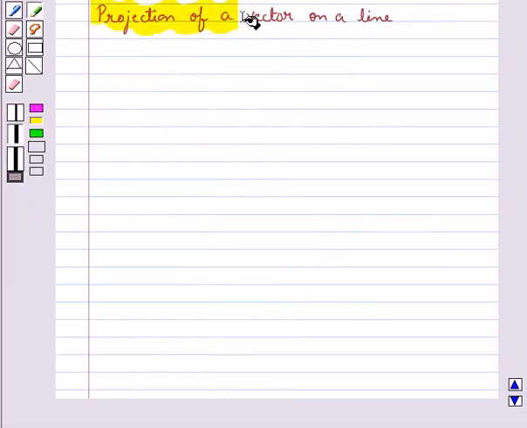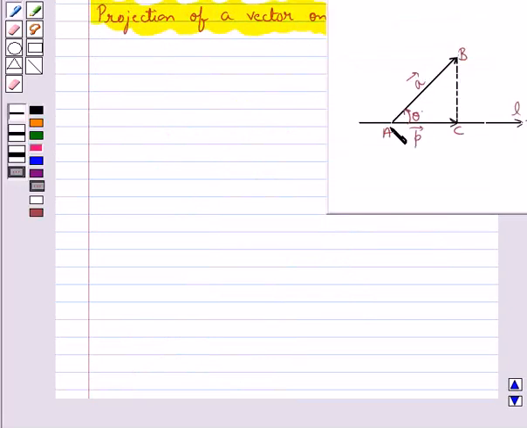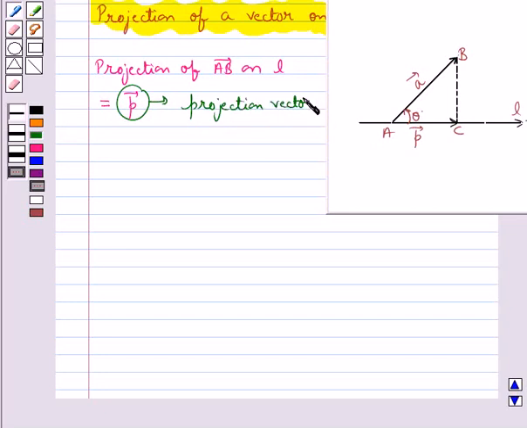Next, we shall discuss projection of a vector on a line. Suppose a vector AB makes an angle theta with a given directed line L in anticlockwise direction. Then the projection of vector AB on line L is given by the vector P, where this vector P is called the projection vector. And magnitude of vector P is given as magnitude of vector AB into cos theta. Magnitude of vector P is simply called the projection of the vector AB on line L, and direction of P is the same or opposite to that of line L depending upon whether cos theta is positive or negative.